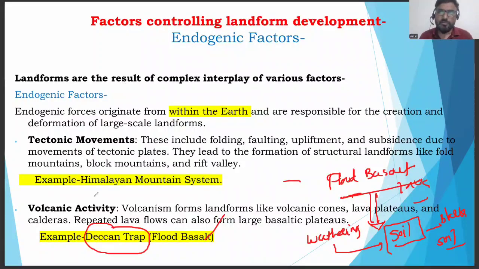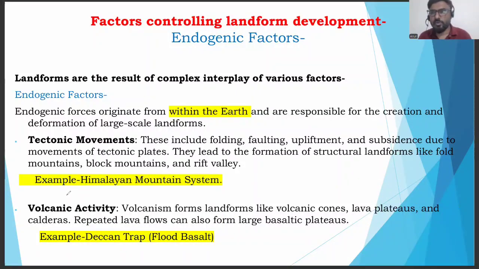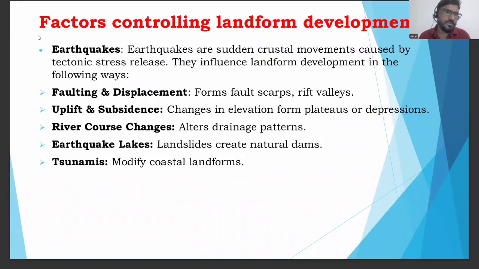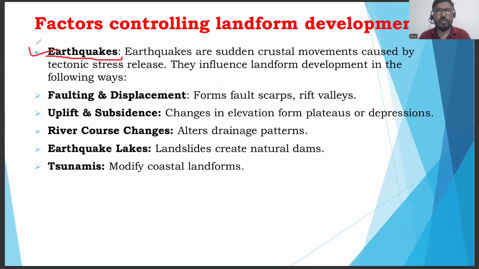So the first point among the factors which control landform development is the endogenetic factors. In the endogenetic factors, we have discussed two important factors: one is tectonic movement, and the second is volcanic activity. Coming to the next point, the third factor is earthquakes. Earthquakes are very important phenomena. Generally earthquakes are either natural phenomena, or they happen because of anthropogenic activities also. It is also related to the plate tectonic mechanism.